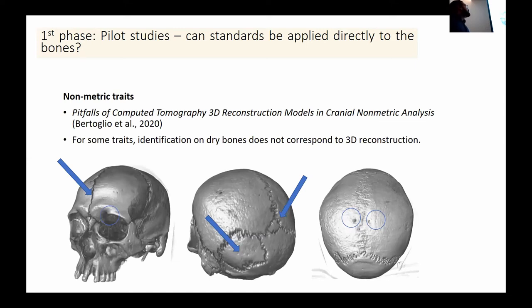Next study is similar but with non-metric traits, because one recent research showed that when looking at volume rendering in one software, it's not important now, and dry skulls, almost more than half of the epigenetic or non-metric traits were misidentified. So we must see where the problem is and choose only those that we are sure can be identified on dry skulls and MSCT images.